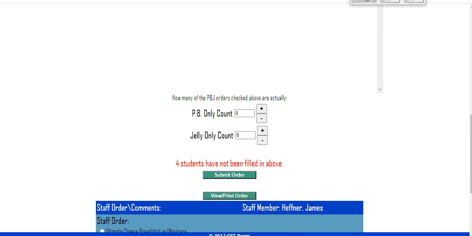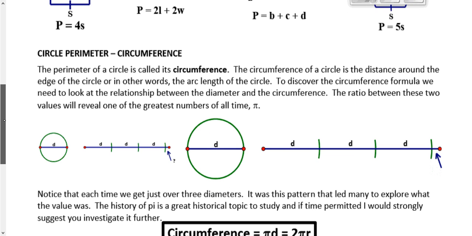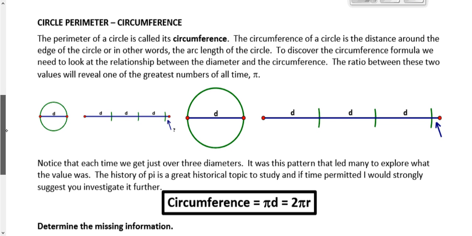I know him. So circumference is like perimeter. It's analogous to perimeter, but not exact. It's the distance around a circle. So before we get to the formula for the distance around a circle, or circumference, we need to talk about how the circumference of a circle relates to a diameter. Okay? So the perimeter of a circle is called a circumference.